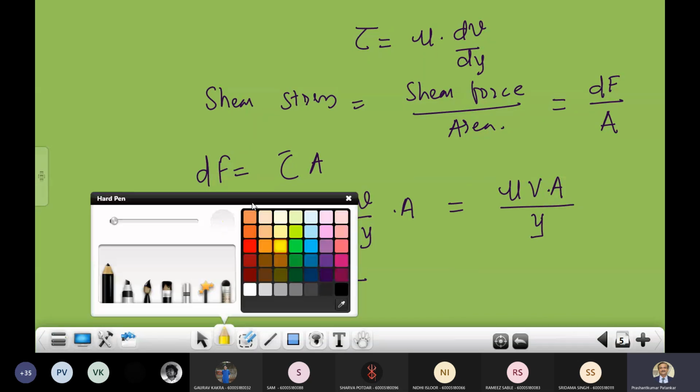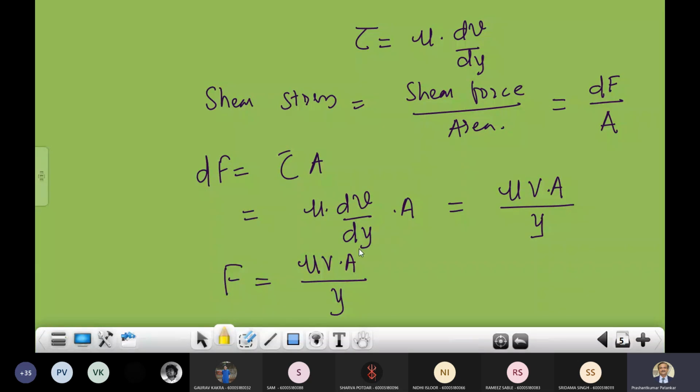As far as the unit of your dynamic viscosity is concerned, it is Pascal second, or you can say Newton second per meter square. Newton per meter square is Pascal, and hence you can say Pascal second. So the unit of viscosity in the SI system is Pascal second. Am I clear?